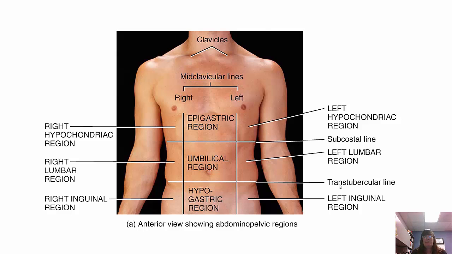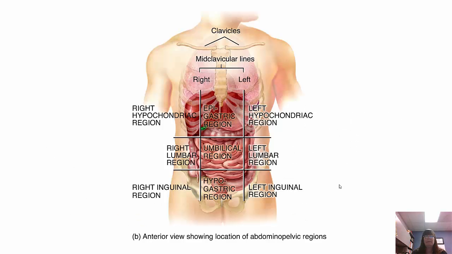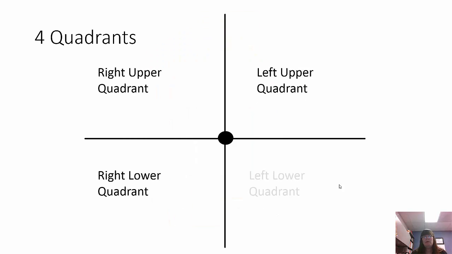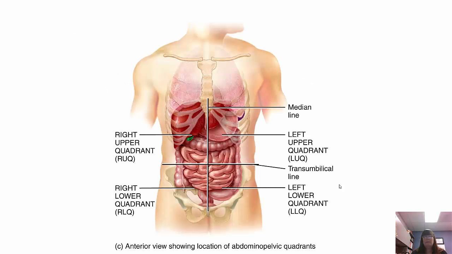So here's a picture with the person behind it for reference. Here's a picture with the organs in place for reference, so you can see which organs are where. These regions are very important if you go to a hospital and a doctor or a nurse is trying to tell the other where pain is located. And then you have the 4 quadrants, right and left upper, right and left lower. And here's the organs within each one to show you.